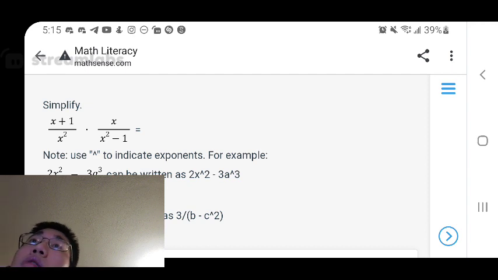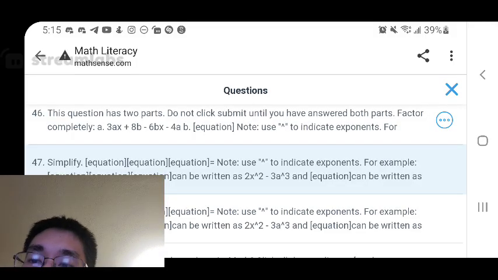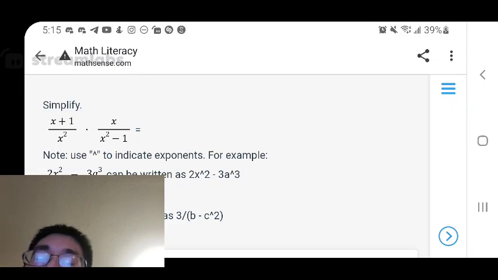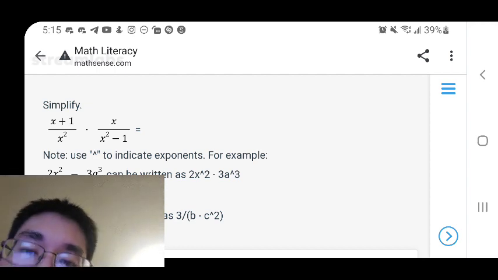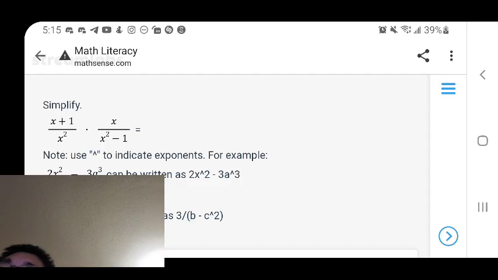47. Simplify. For example, 2x squared minus 3 compared to this. Did I mark it as right or? Don't know until I reveal it. Simplify it. Is that a multiply? Yes, multiply. What's this? 2x squared. Got it.